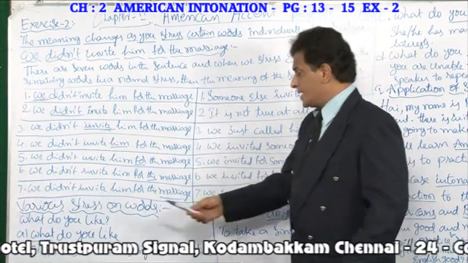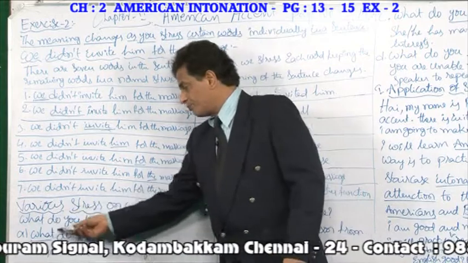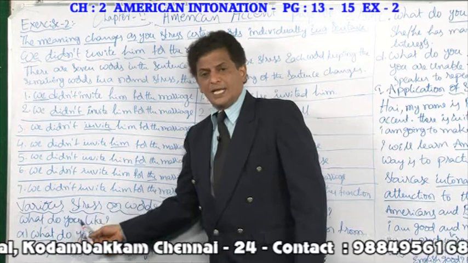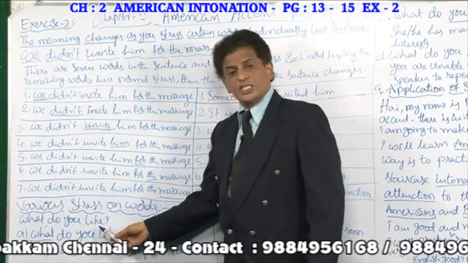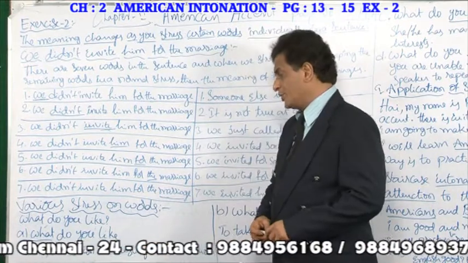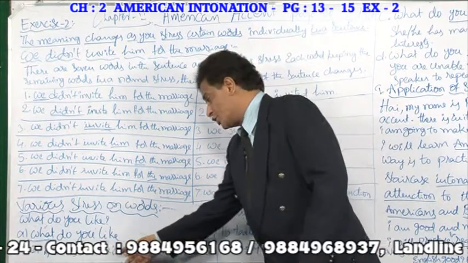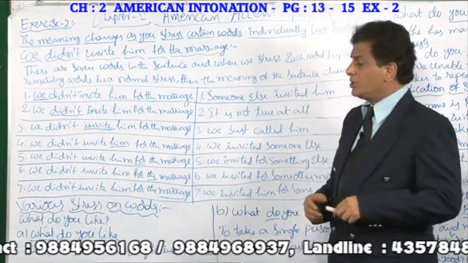See here, various stress on words. The sentence, what do you like? When you stress on what, the meaning changes. When you stress on do, keeping the other words normal, the meaning changes. You, the meaning changes. Like, the meaning changes. For example, here, what do you like? It means it is a question requesting information. What do you like?